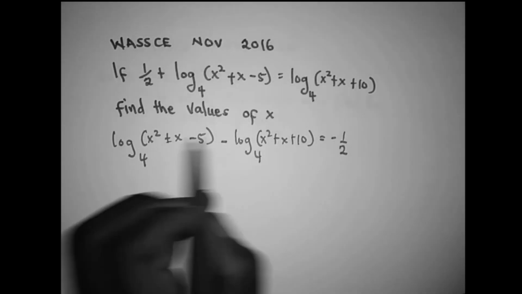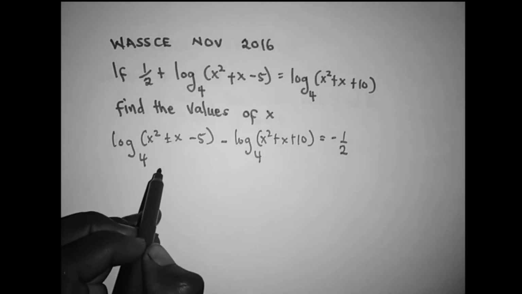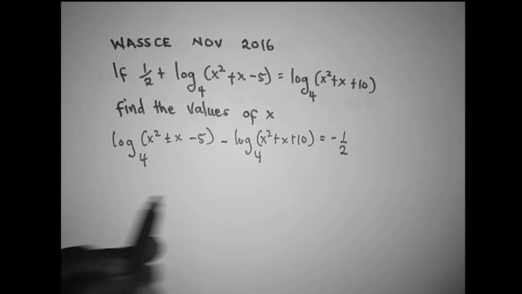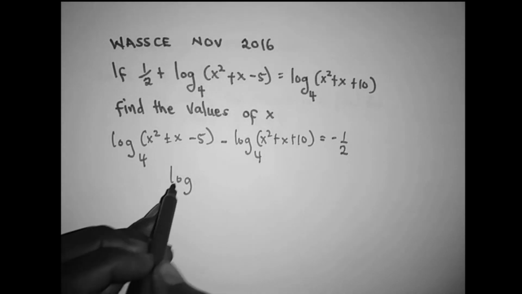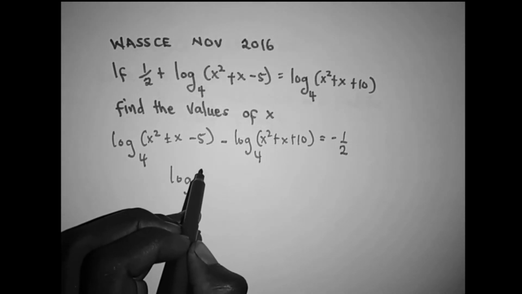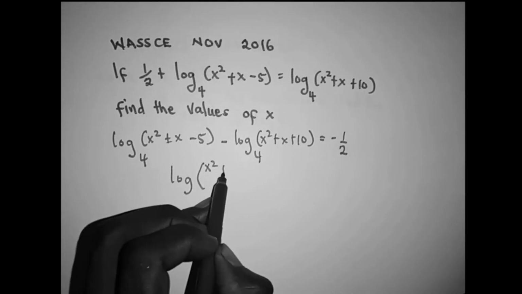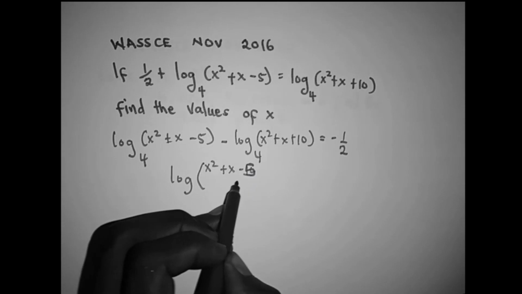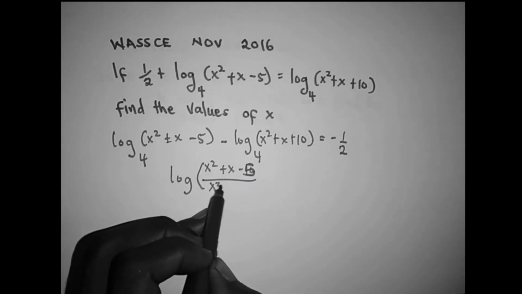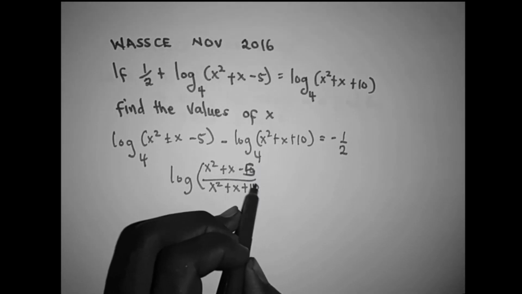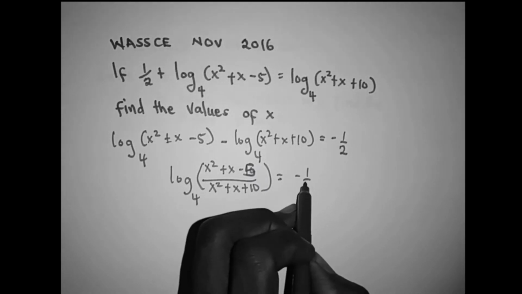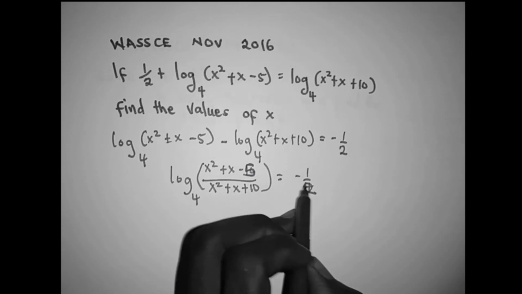So we can then write this as a single log. And since it is minus, we will divide this by this. So it becomes log x squared plus x minus 5 divided by x squared plus x plus 10 base 4 equals minus 1 over 2.